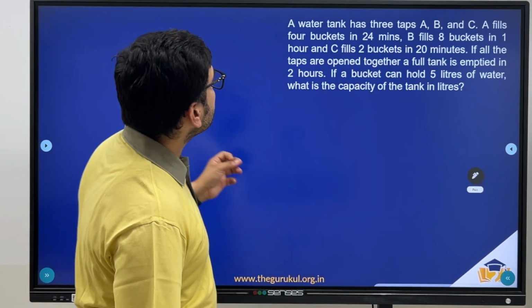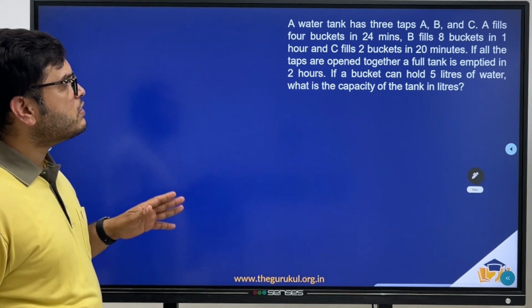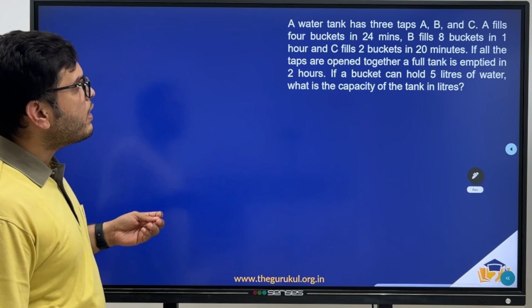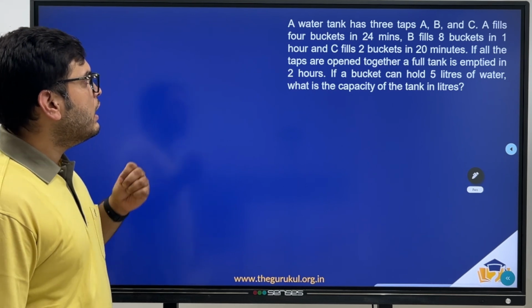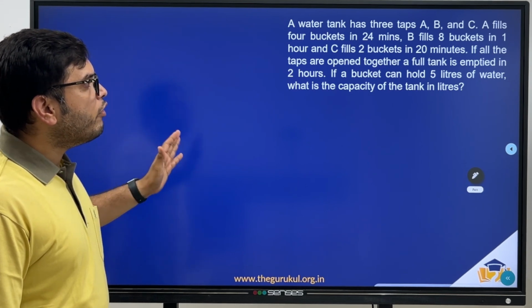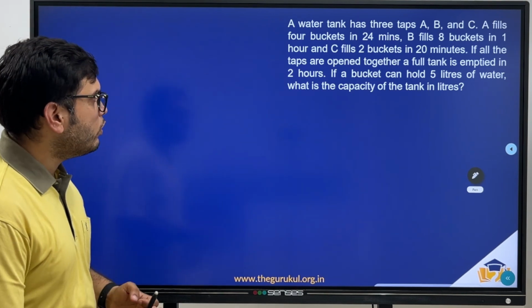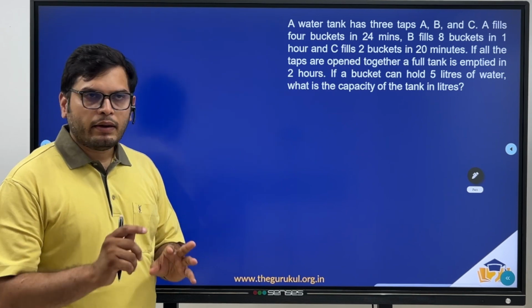Now coming to the last question: a water tank has three taps A, B and C. A fills 4 buckets in 24 minutes, B fills 8 buckets in 1 hour and C fills 2 buckets in 20 minutes. If all the taps are open together, a full tank is emptied in 2 hours. If a bucket can hold 5 liters of water, what is the capacity of the tank in liters?